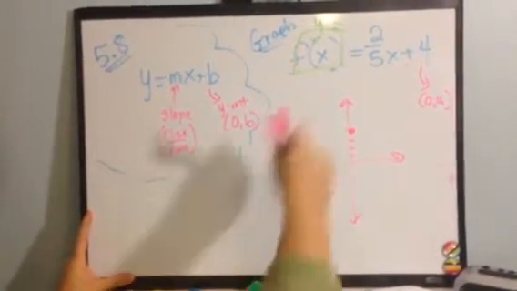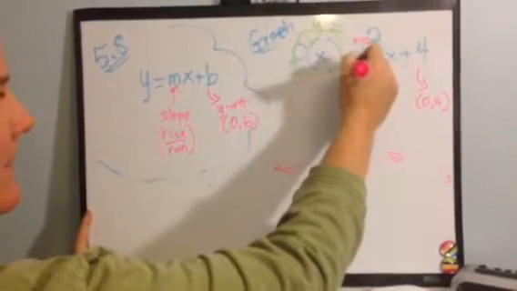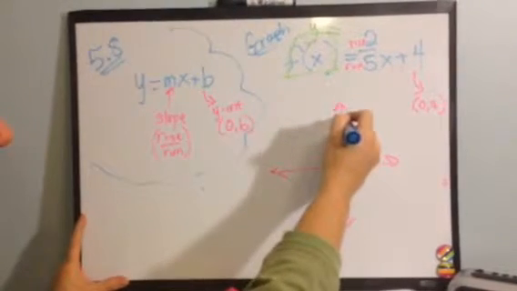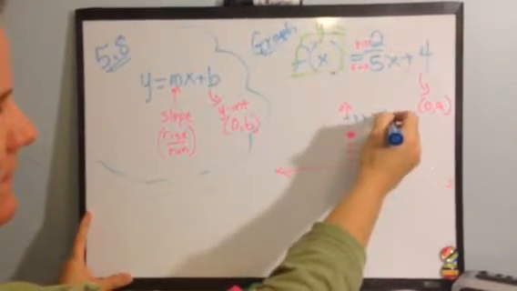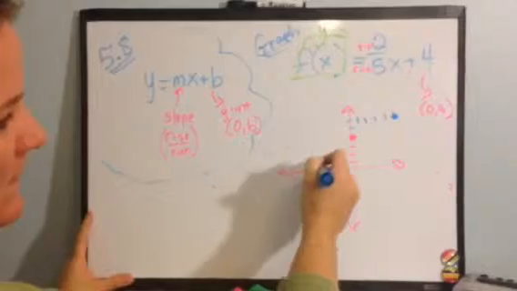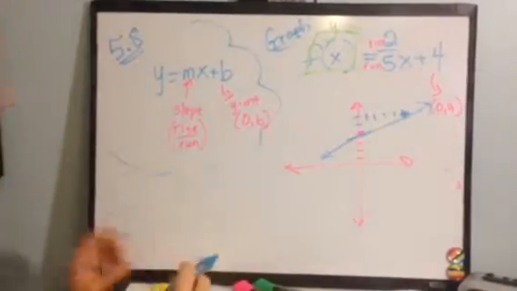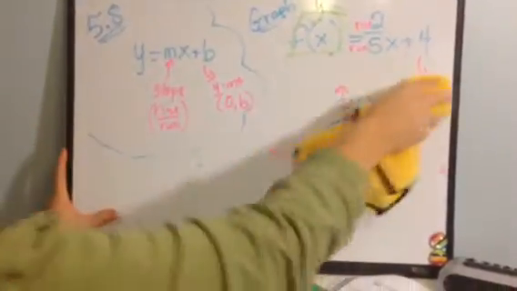From there, I'm going to rise, and I'm going to run. So from this y-intercept, I'm going to rise 2, and I'm going to run 1, 2, 3, 4, 5. Oh, I still didn't hit my point. Okay, last one.